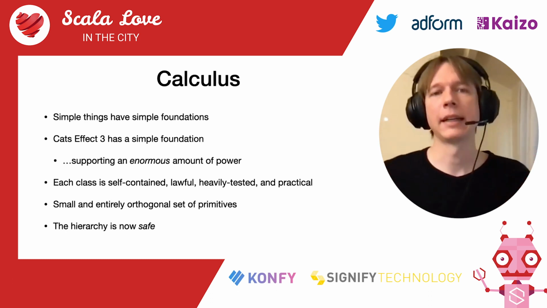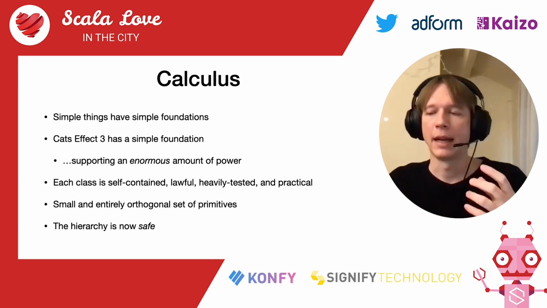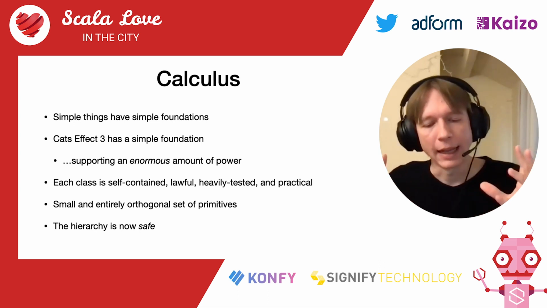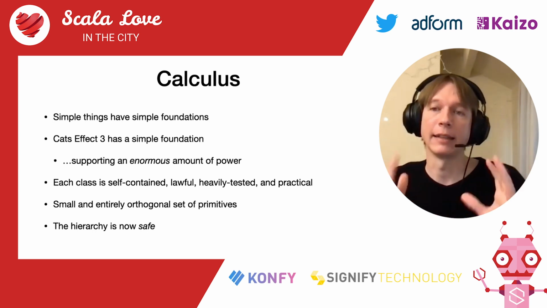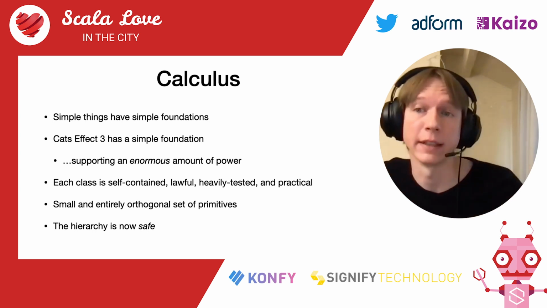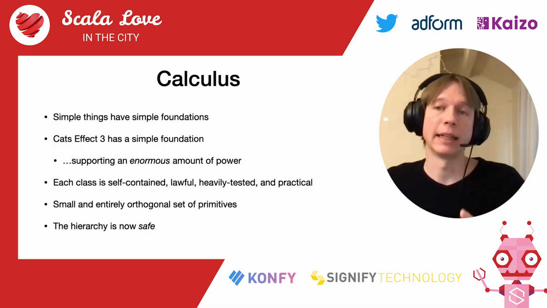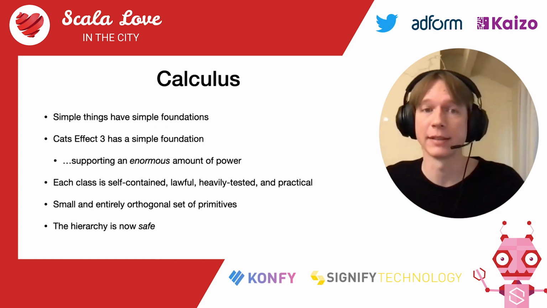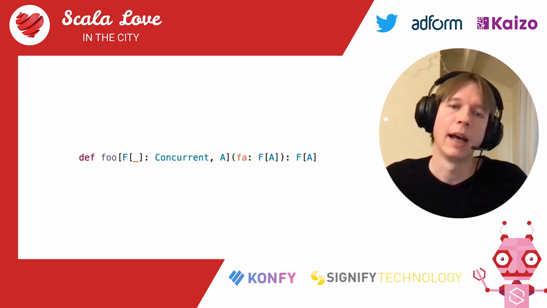This is a completely underappreciated point, I think, especially when people start off with Cats Effect 3. I'll talk more about this very briefly, but the goal was to make it so that you could use the hierarchy and get exactly and only the functionality that your function needs, and not functionality that you don't need. For a library like Cats Effect, which is dealing with arbitrary side effects, that's a very difficult thing to do. And I think we've really accomplished it.